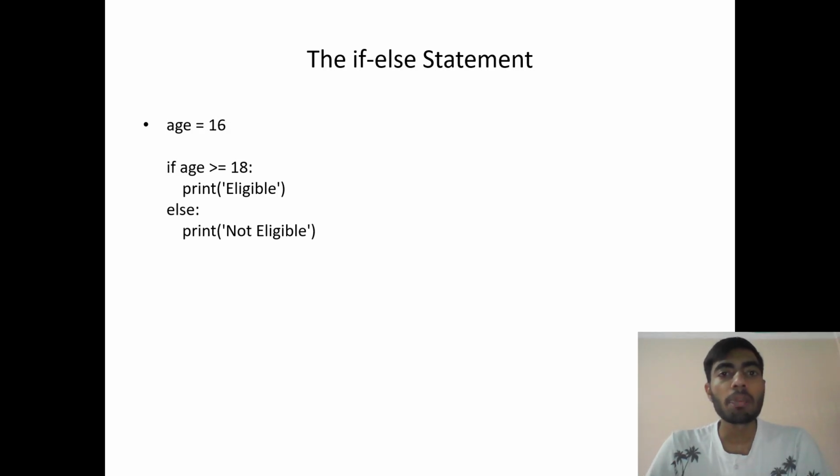Sometimes we want the program to do something when the condition is true and something else when it is false. This is where the if-else statement is useful. In our example, age is 16. The condition checks whether age is greater than or equal to 18. Since the condition is false, Python executes the else block. The output becomes not eligible. The else block always runs when the if condition is false.